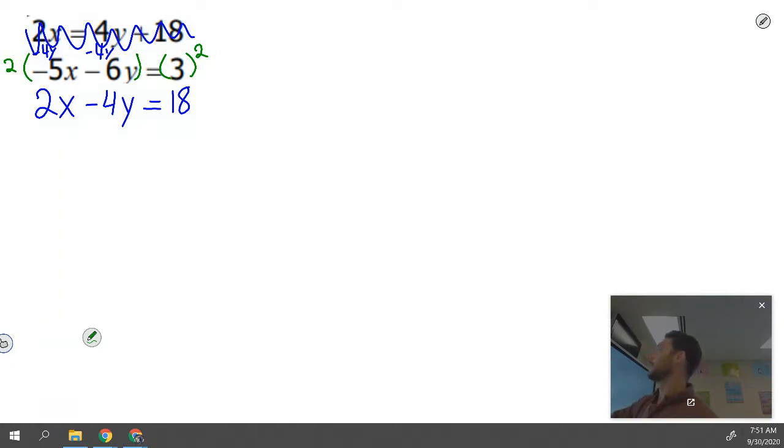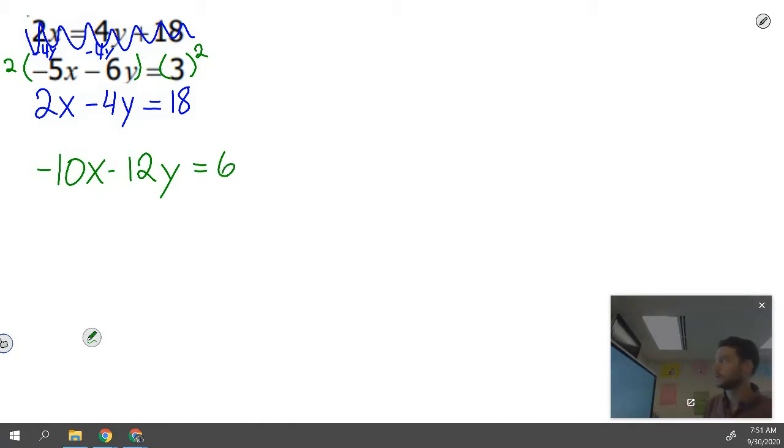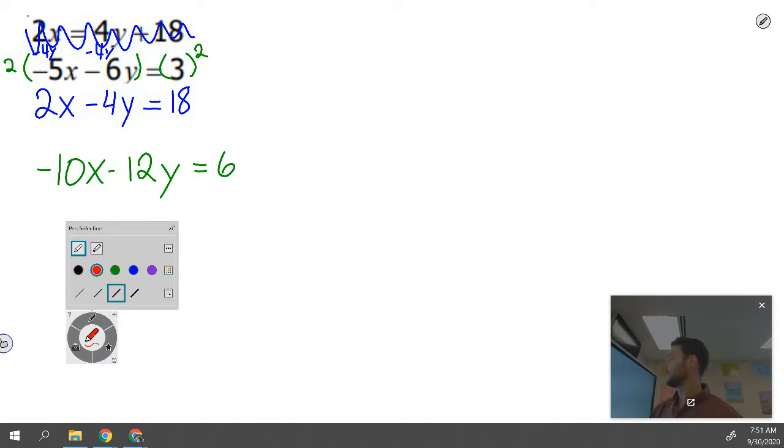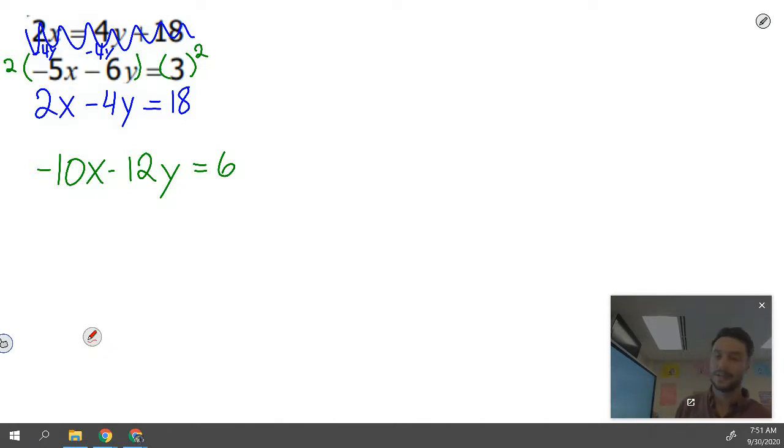So 2 times negative 5x is negative 10x. 2 times negative 6 is negative 12y. 2 times 3 is a positive 6. Wonderful. So I need that blue equation now to have a positive 10x in the front, which means I'm going to multiply by 5. I do it everywhere. 5 times 2 is 10. Great, that's the plan. Right now our x's will eliminate.